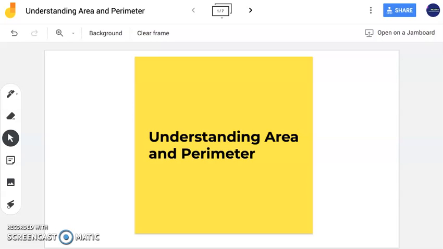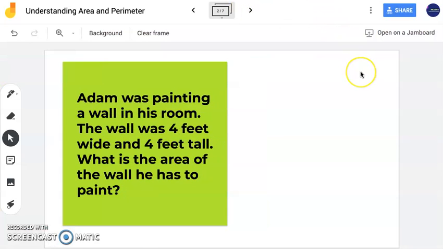Hello, today we're going to continue working on area and perimeter problems. The key to success in today's activities and in this video is that you fully read every problem. Now, the first problem we have here says Adam was painting a wall in his room.